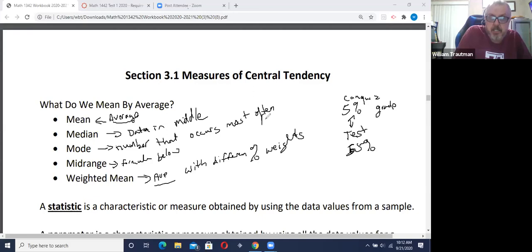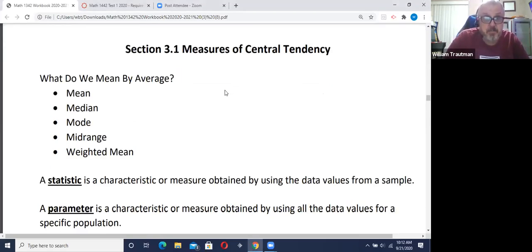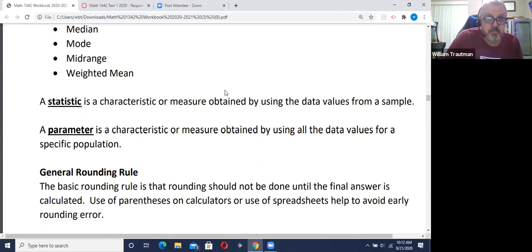That's what a weighted mean is. It's still your average, your class average, but certain things are worth more. Homework might not be worth as much as a test. And once again, there's statistics, characteristics, or measures obtained by using data values of a sample. Parameter, you can take a look at these. These are all definitions. I don't need to read them.